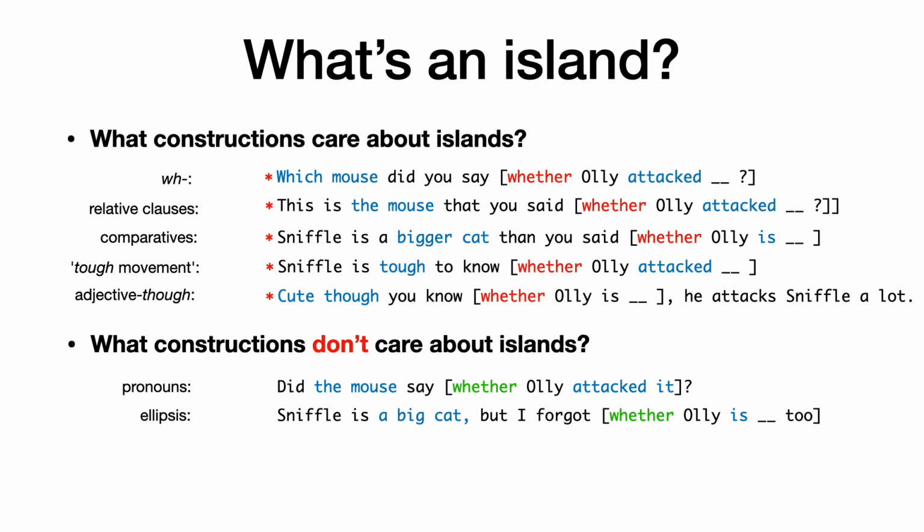So if we're trying to explain this, this is a pretty tough thing to explain, right? We have to explain why certain dependencies care about islands, which as we saw before is a big long list of different kinds of constructions, but other dependencies don't, even other dependencies that look pretty similar, right?